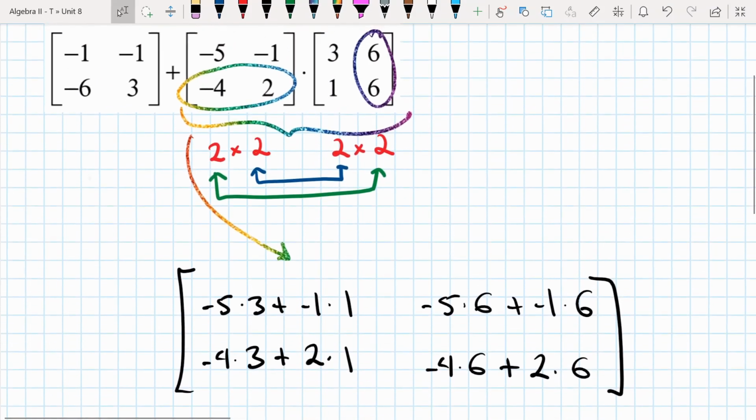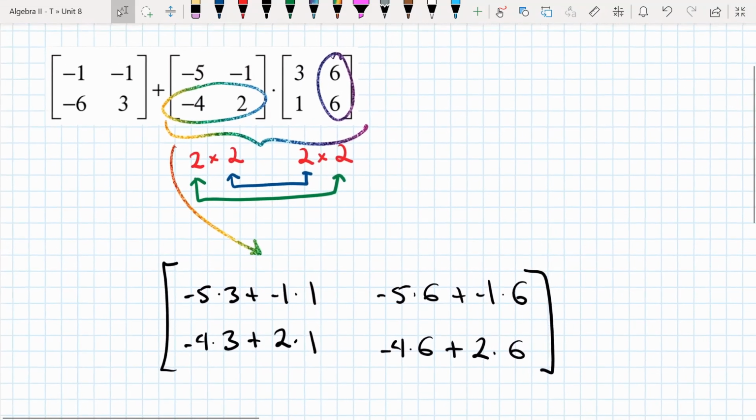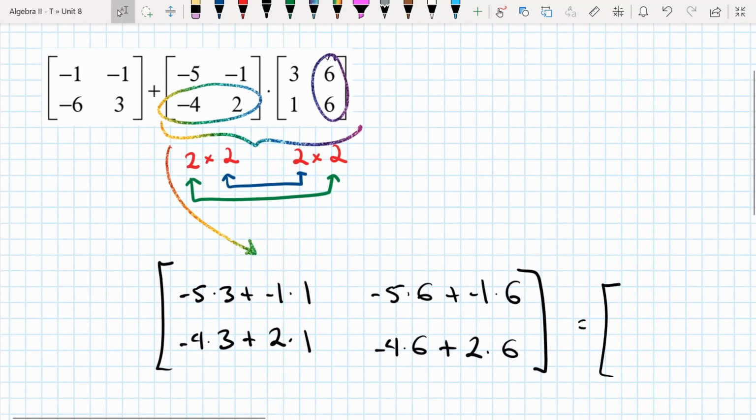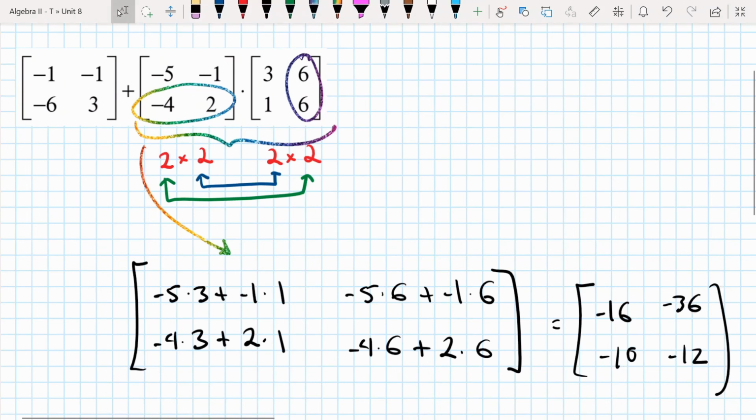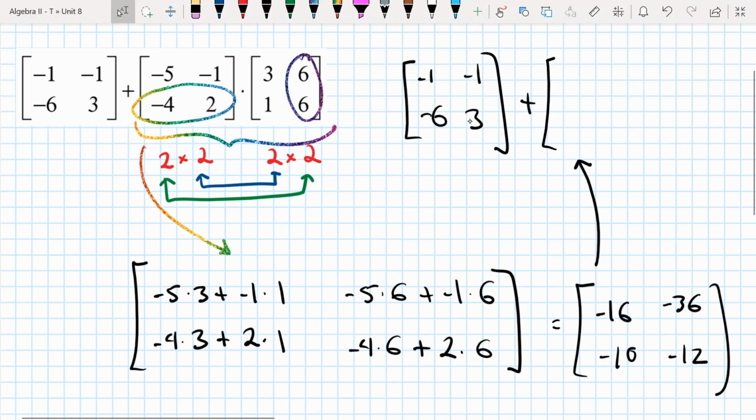Okay, now the result here is going to be what we get when we perform this arithmetic. But this won't be our final answer because there's one more thing we need to do after. So what we get here is negative 16. So negative 16. This down here is negative 10, negative 36, negative 12. Okay, and let's bring this up here. So the answer is going to be what we get when we take the original matrix here, which we didn't do anything to yet, but we're going to add to this our result down here.